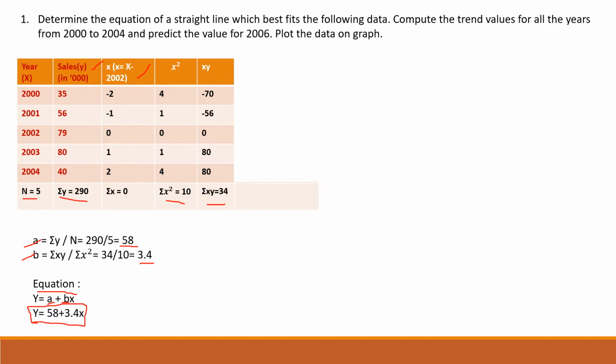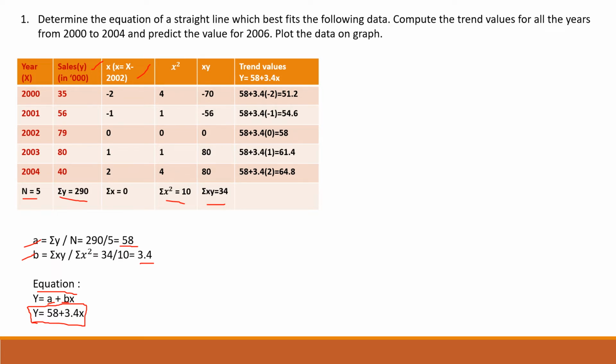Then we have to calculate the trend values for all the years from 2000 to 2004. So we can calculate with these values. The trend value is calculated with the equation y equals 58 plus 3.4x. So here for the first year, that is the year 2000, y equals 58 plus 3.4, x is minus 2. So first we calculate 3.4 into minus 2, then plus 58, which equals 51.2, the trend value for the year 2000.